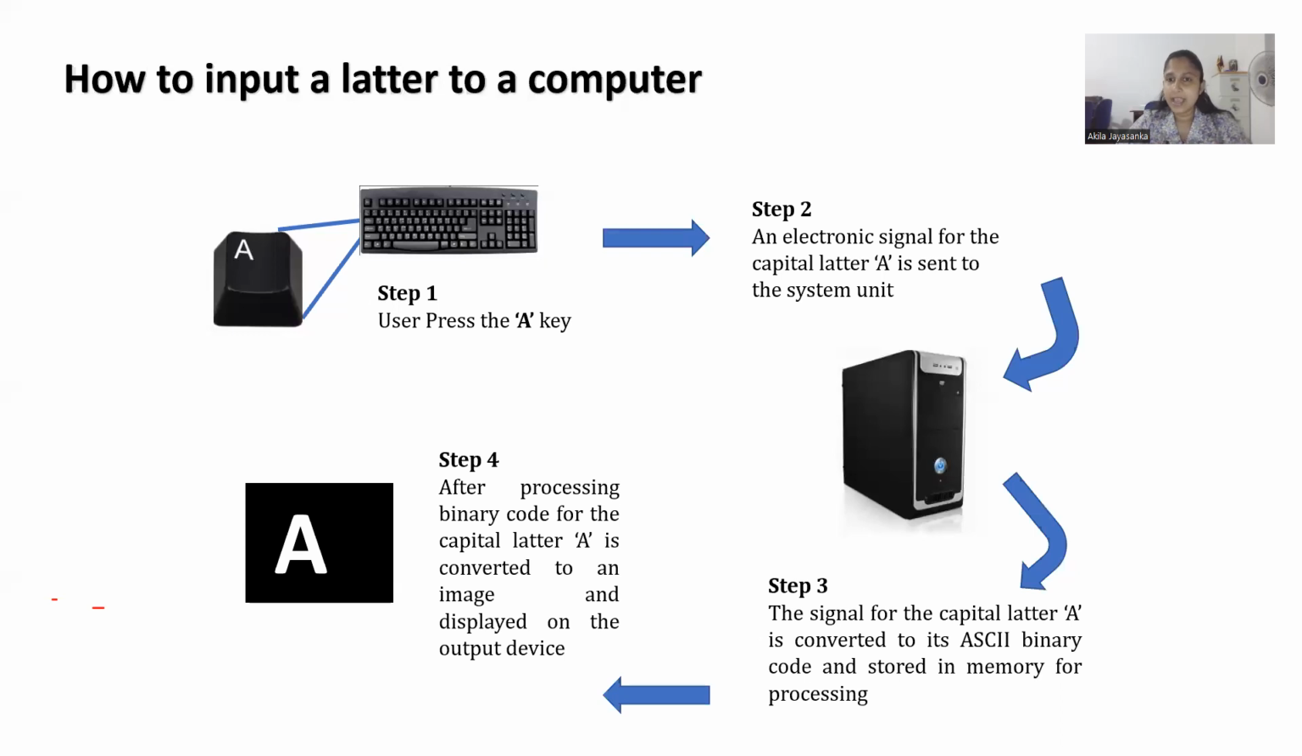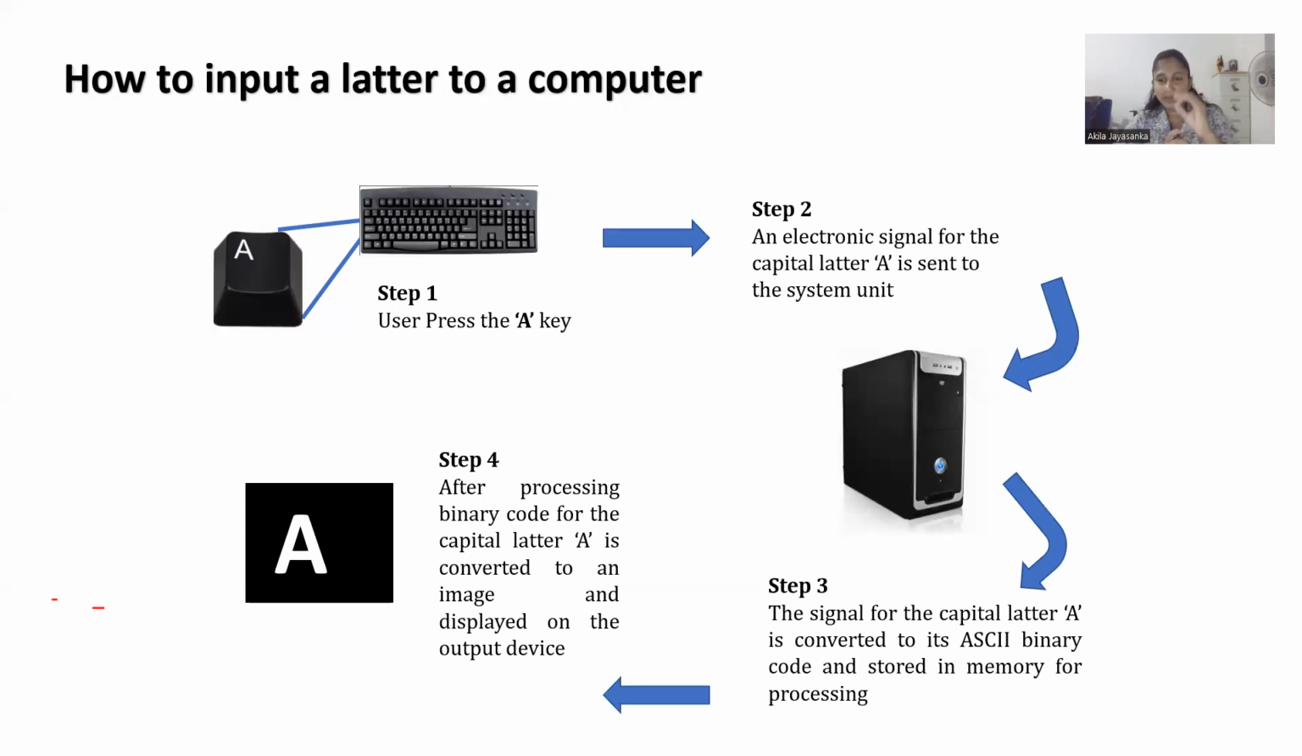As the second step, an electronic signal for a capital letter A is sent to the system unit. Inside the system unit, we can identify the motherboard. Inside that motherboard, the brain of the computer is placed. What is the brain of the computer? CPU, very good. CPU, Central Processing Unit. So this A goes into the Central Processing Unit. At the third step, the signal for the capital letter A is converted to its ASCII binary code and stored in memory for processing.